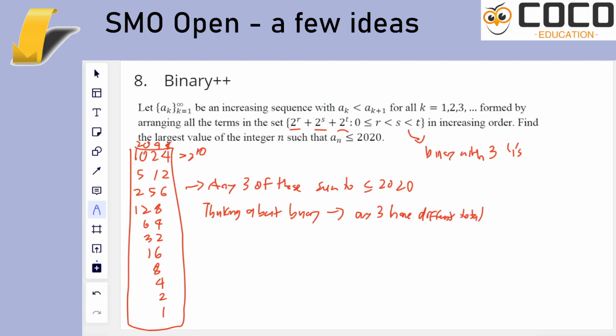Which implies that the largest value of n, which means how many numbers fall under 2020, is just going to be 11 choose 3, because any combination of 3 is going to work.